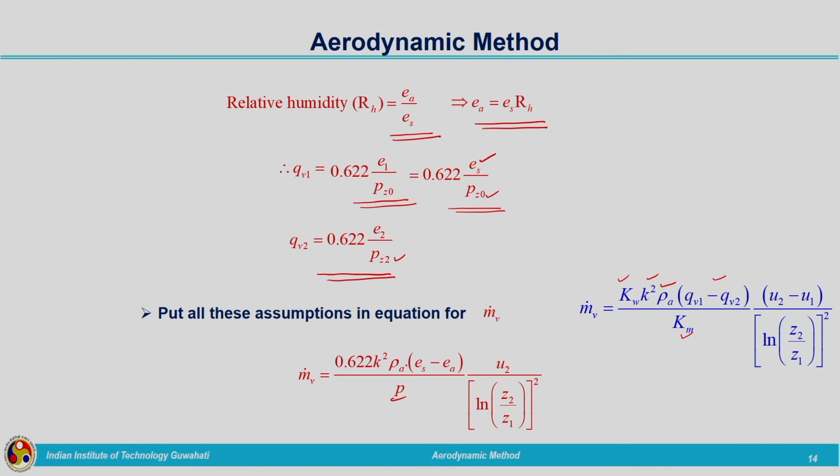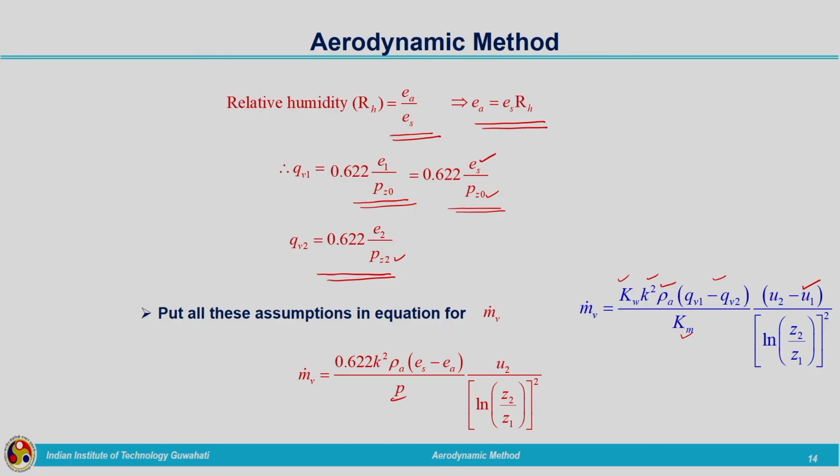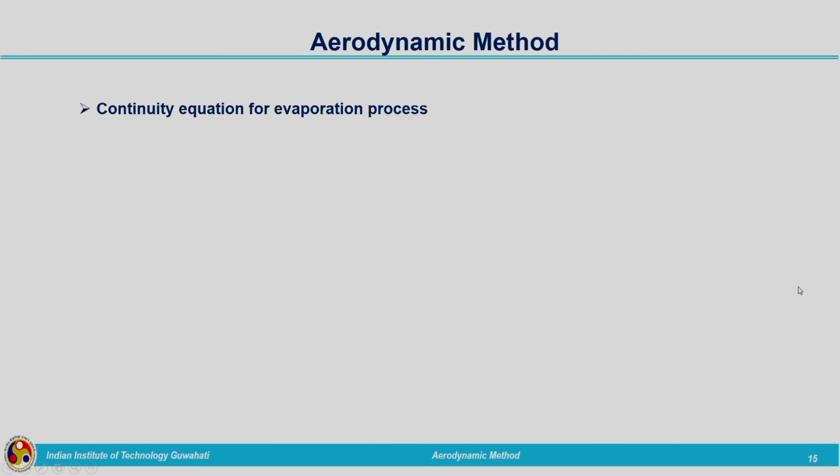So, the expression takes the form 0.622 K square rho A ES minus EA divided by P multiplied by U2 divided by ln Z2 by Z1 all square. Why U2? U2 minus U1. In the term U2 minus U1, U1 we have considered to be equal to 0 based on the no slip condition. The surface layer of air which is close to the water surface will be having the same velocity as that of the water surface, that is equal to 0. So, this is the simplified form of the Thornthwaite-Holtzman equation.